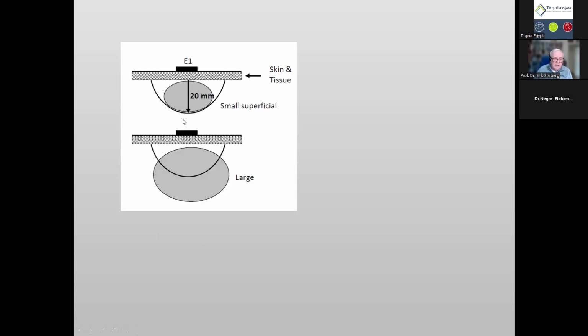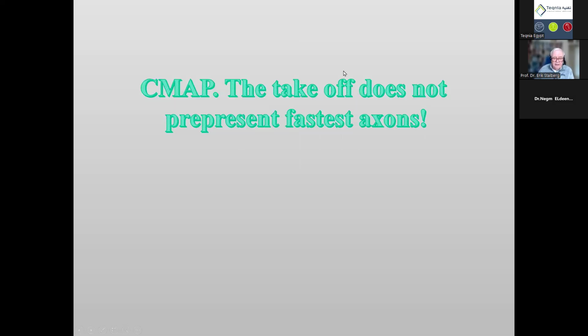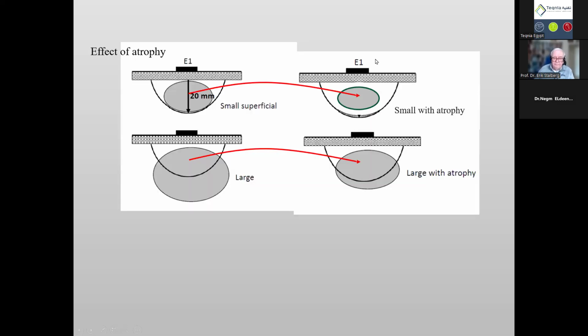And also this one, if we have atrophy, then we see that the atrophic muscle becomes smaller. We get smaller signals. But if we have a large muscle that becomes smaller, it really doesn't matter so much because we still hear down 2 centimeters inside the muscle. So atrophy is seen much more in small muscles to start with than we see atrophy in large muscles.